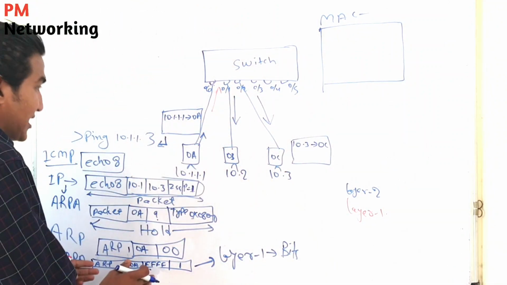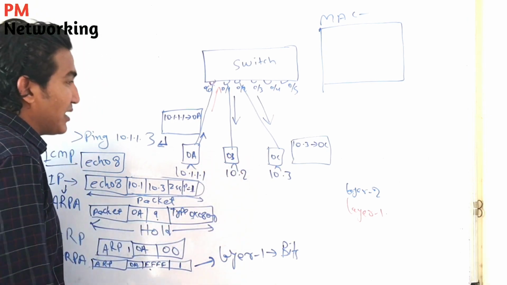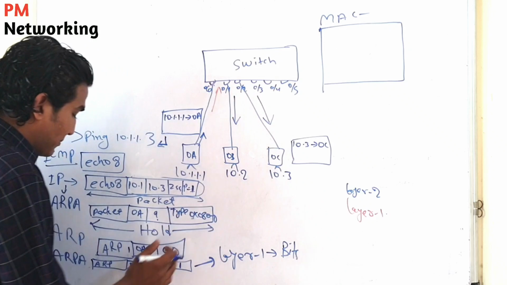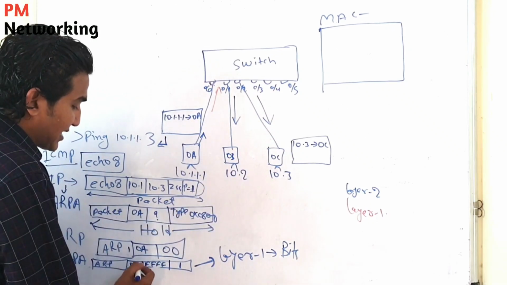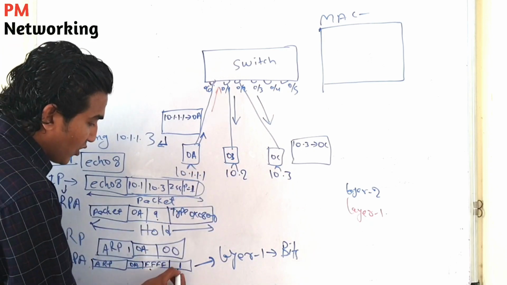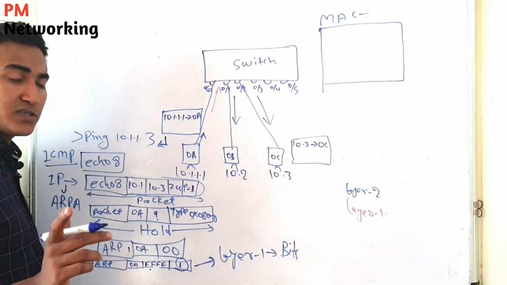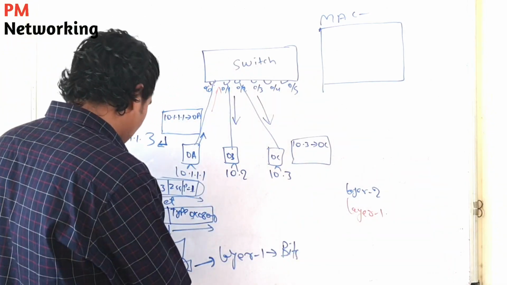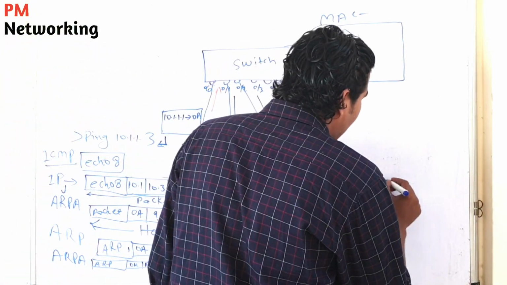So the switch will broadcast this traffic. This message will be received by this PC as well and this PC as well. Now when this PC receives this information, it will check that the destination MAC address is broadcast. Then this PC will check the opcode value. Opcode value is 1. So this PC will hand over this ARP request to ARP protocol.